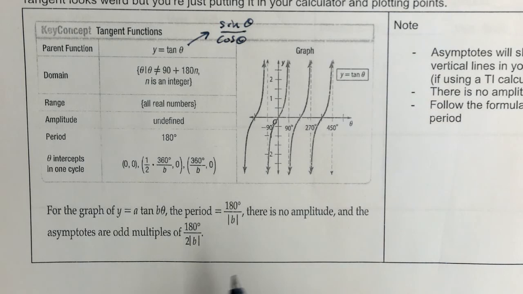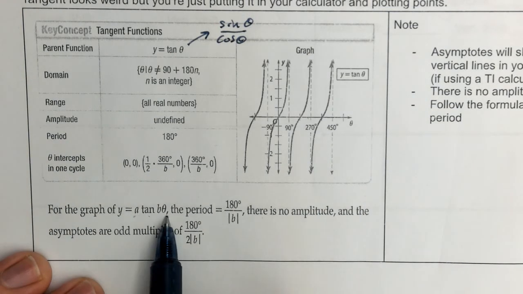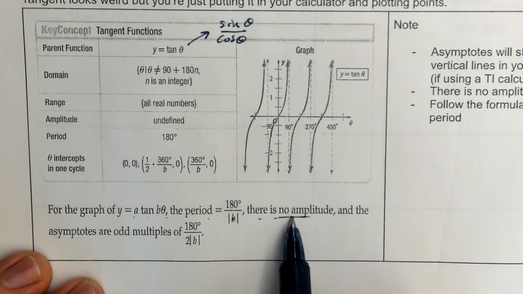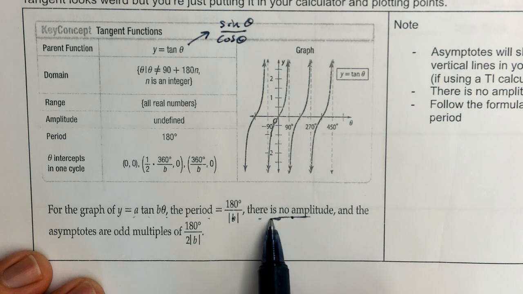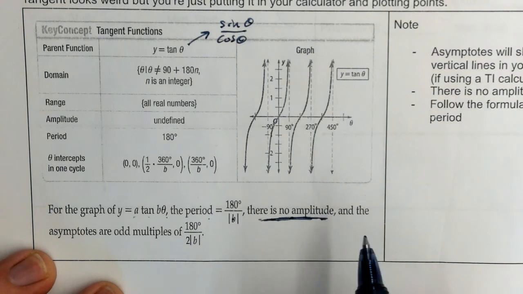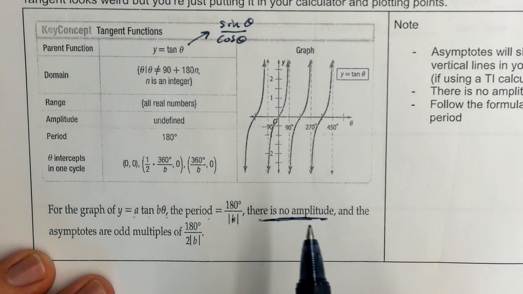The graph of tangent in the form a tan of b theta, the period is 180 over b. There's no amplitude, okay? So that's going to be a question on the quiz usually, and the students will get that wrong sometimes. There's no amplitude. That's because it's not a wave. Amplitude only applies to curves that are waves.